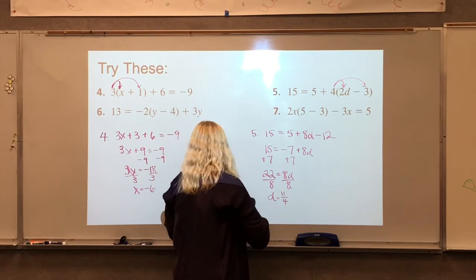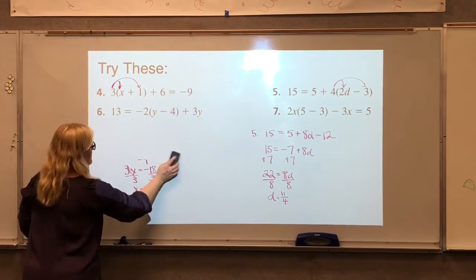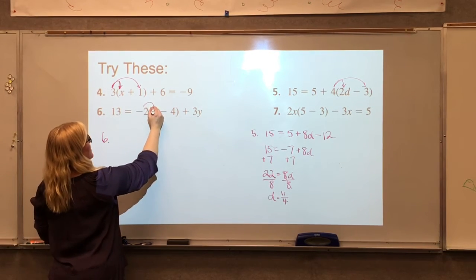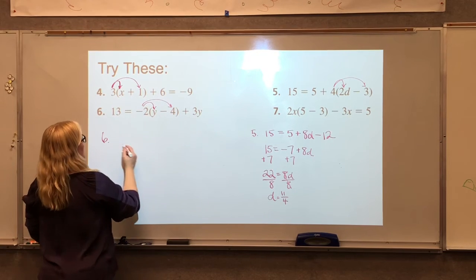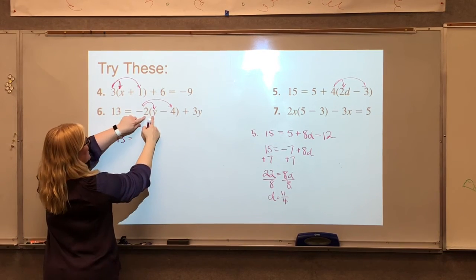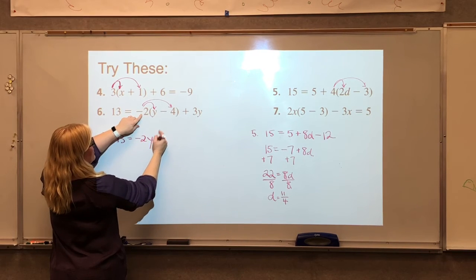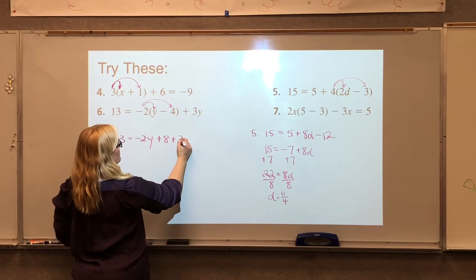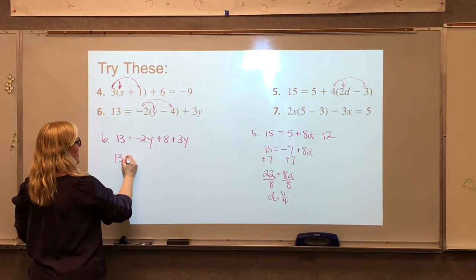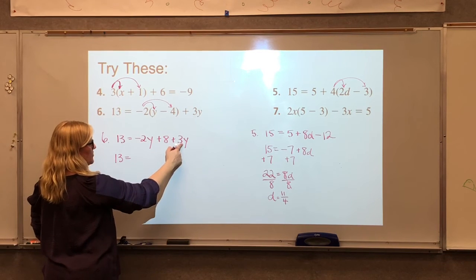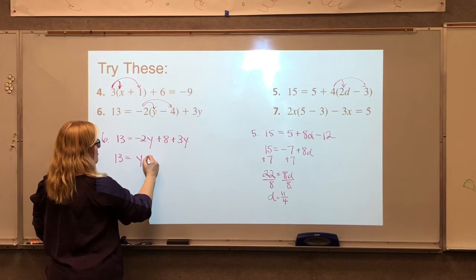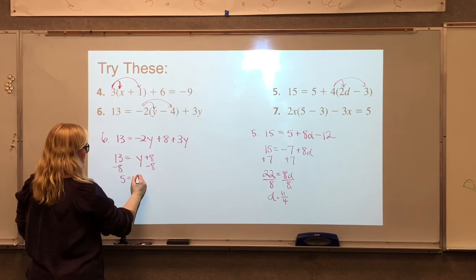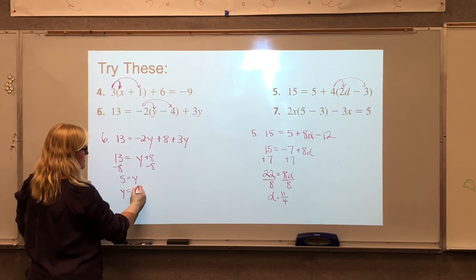Okay, so number 6, distribute this -2, and we have 13 equals -2y. -2 times -4 is a +8, and then I've got plus 3y over here. Now I'm going to combine my like terms. -2y plus 3y is just y. And then I still have my plus 8. Subtract 8 from both sides. And I get y equals 5.